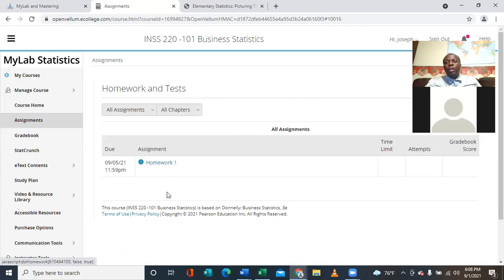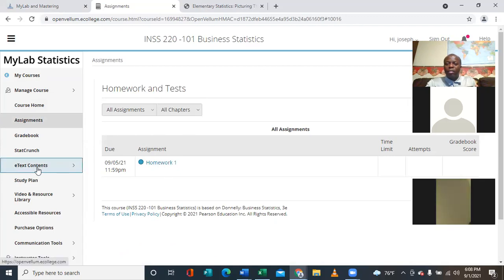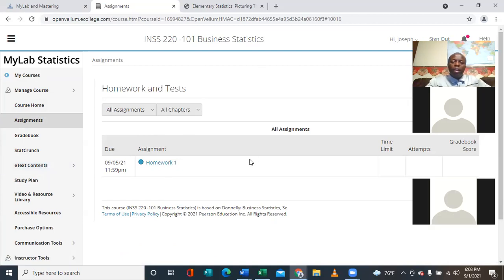Now, like I told you, you have already been charged for the textbook. So you can access the textbook from here as well. You see where you have e-text content, and then you can access the textbook and read. Now, how many of you have done that? Please, if you have questions, ask me. I don't respond to chats in the class when the class is going on. So if you have questions, just ask me now.